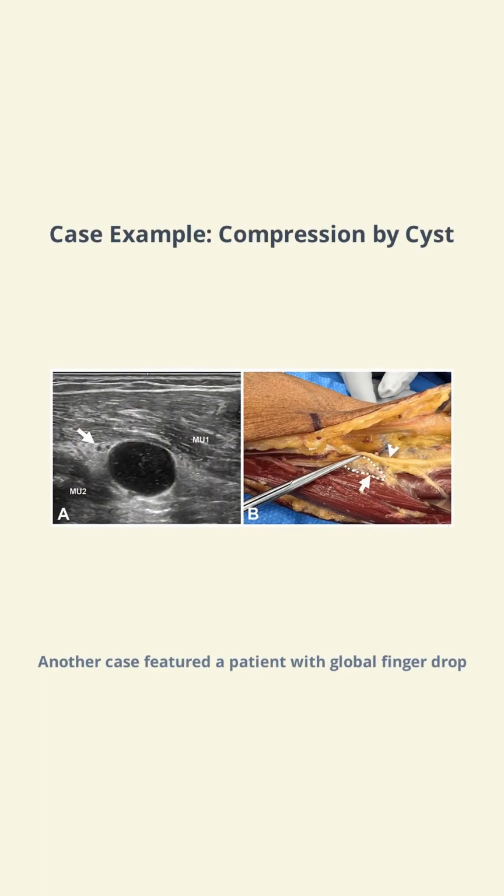Another case featured a patient with global finger drop caused by compression of the PIN by a ganglion cyst. Ultrasound revealed the cyst pressing on the nerve, and surgery confirmed the diagnosis. After removal of the cyst and nerve decompression, the patient's symptoms improved. This case demonstrates the importance of imaging in identifying treatable causes of nerve compression.